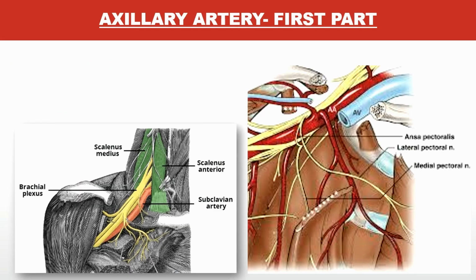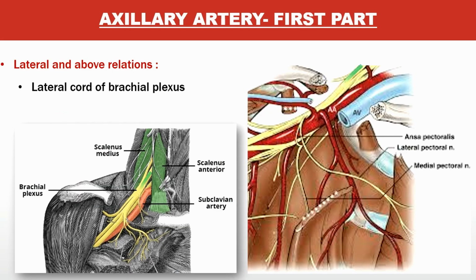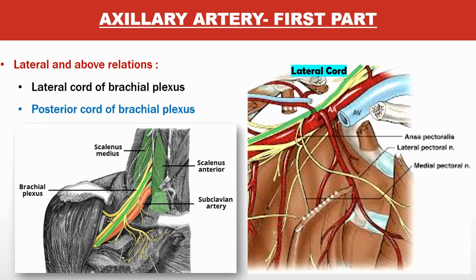Then laterally and above, what do we have? We have the lateral and the posterior cord. Mark my words here. When we are talking about lateral cord, medial cord, these are in relation with the axillary artery. So here is the medial cord, here is the lateral cord. So you can see lateral cord lies lateral to the first part of the axillary artery. This point you have to remember here.